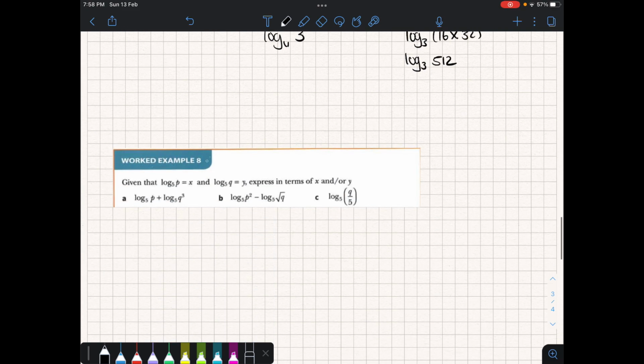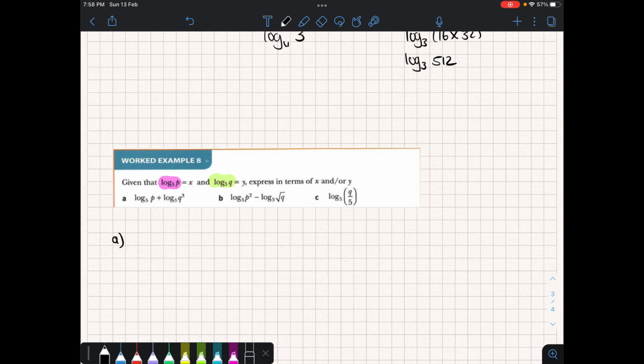Okay, moving on to another type of question that we can be asked. Here we are given that log base 5 of p is equal to x, and log base 5 of q is equal to y, and we want to express all of these in terms of x and y. What we need to do is convert all the logs into something that has either log base 5 of p or log base 5 of q, so we can change that into x and y.